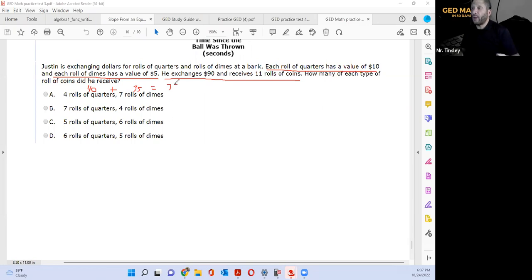If you add both of them up, what do you get? 75. But what do we need to have? 90. So we know it's not A. So we go to B.